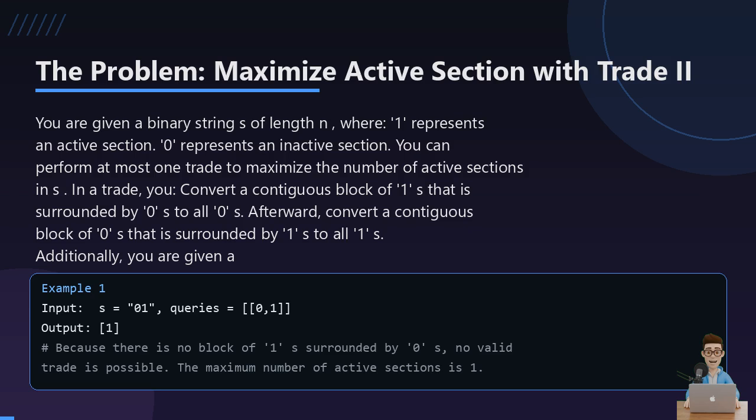First, you take a solid run of ones that has zeros on both sides, and turn that entire run into zeros. Then take a run of zeros that has ones on both sides, and turn that entire run into ones. Heads up, your goal is to make as many sections active as possible. You're given a length and the gap.